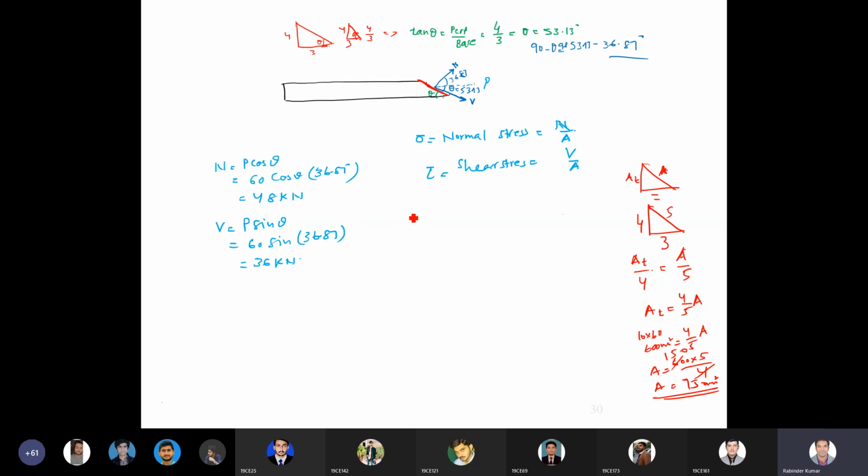Now we have got the force. So sigma is equal to 48 divided by 750. So this will give you the normal stress. And tau is equal to V divided by A, and V is 36, divided by 750, and this will give you the shear stress.